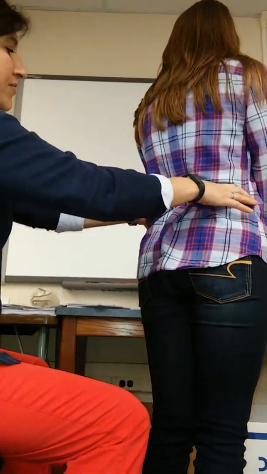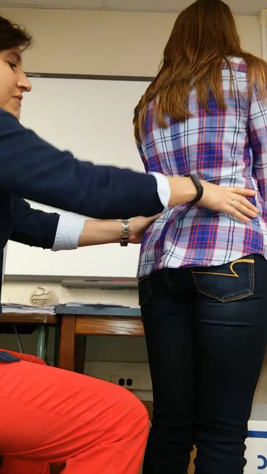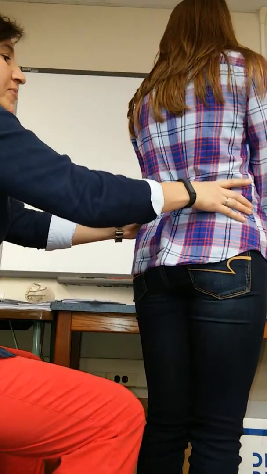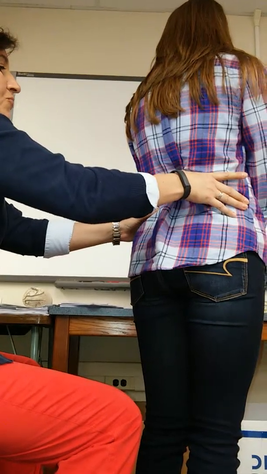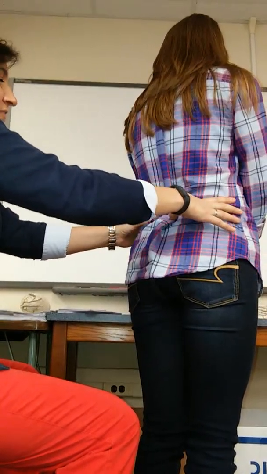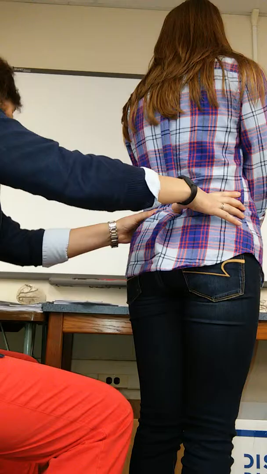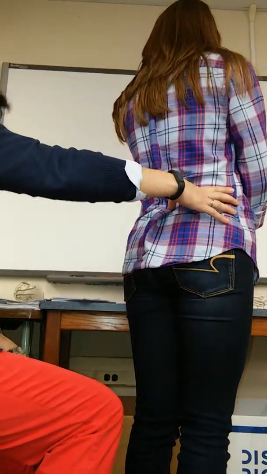Iliac crest all the way over, that's level 4 to 5. Go just below, that's 5. Up, 4, 3, 2, 1. Below level 5, spine of the sacrum. Good questions? Everybody's got that?